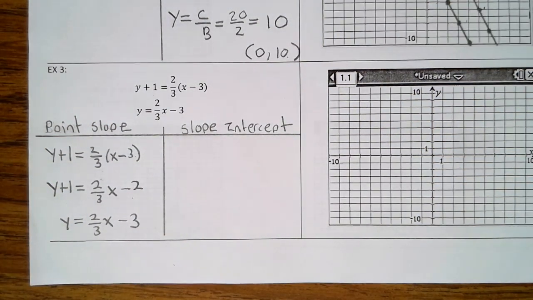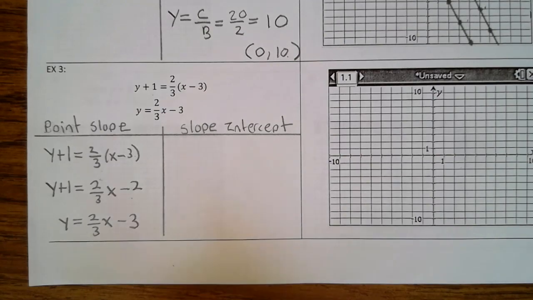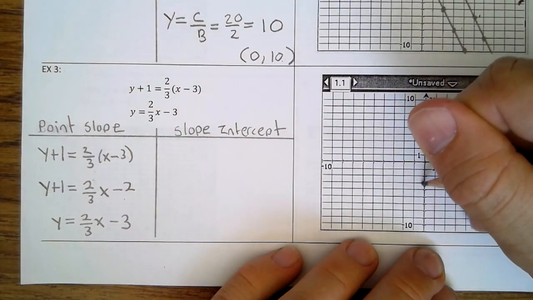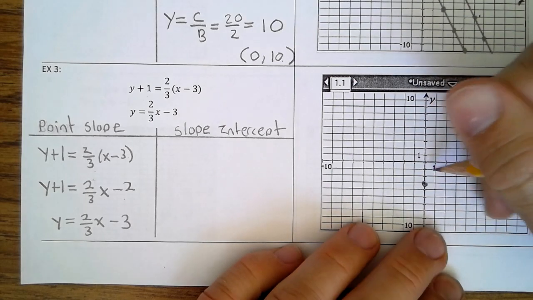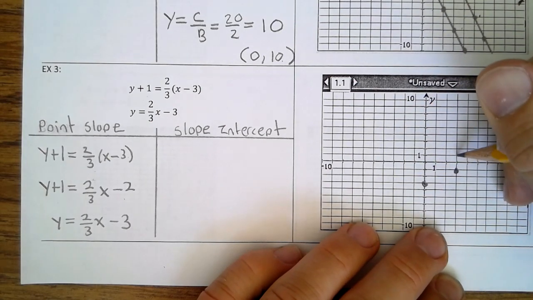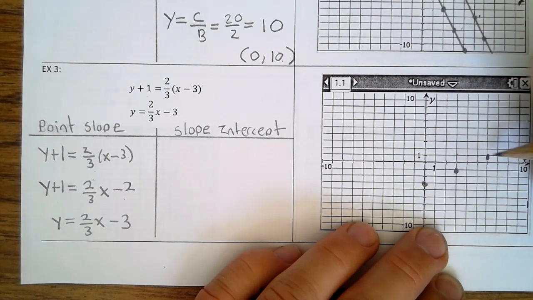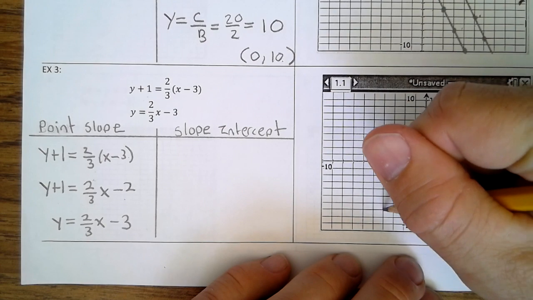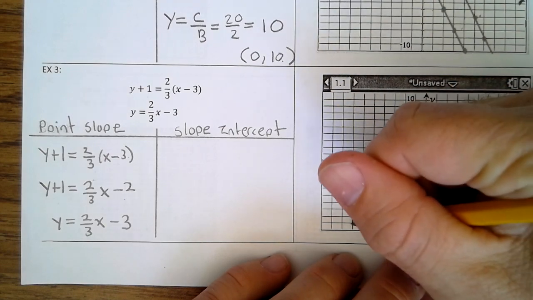Now, we have the y-intercept and slope. We can graph our line. So we start at 0, negative 3. We go up 2 to the right 3, up 2 to the right 3, up 2 to the right 3, down 2 to the left 3.